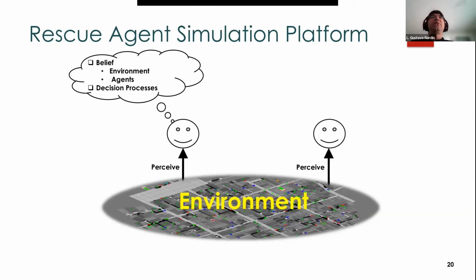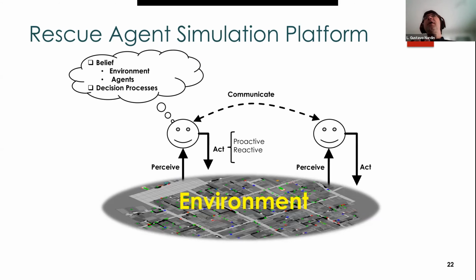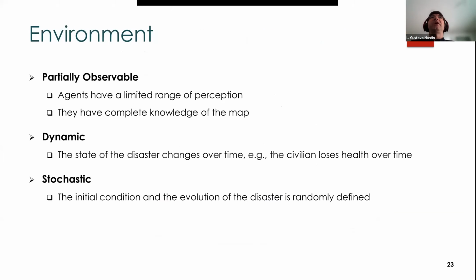Once they decide how to act, they actually act in the environment, and this action will change the environment, which will be perceived back by the agent. In addition to perception and action, they also have communication capability, so the different rescue agents can communicate among themselves and coordinate their activities in order to improve the performance of the rescue team in a disaster environment.